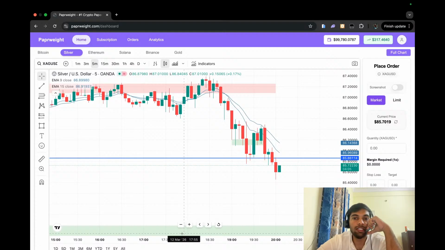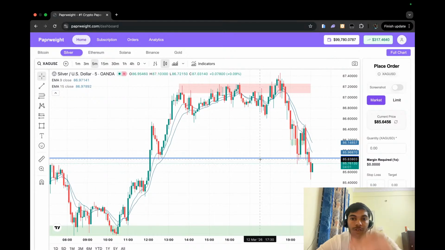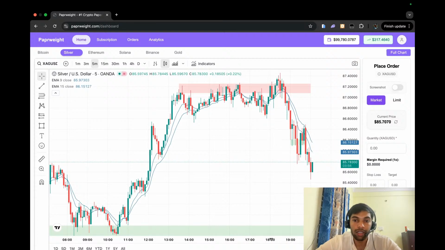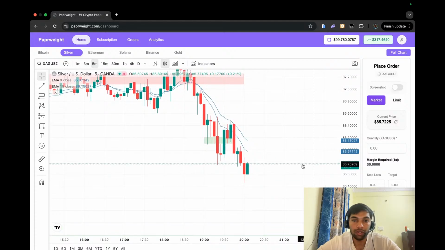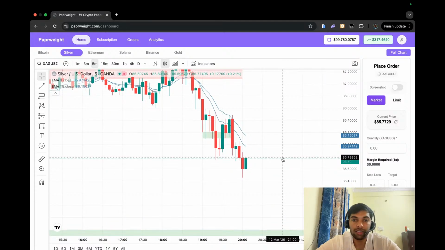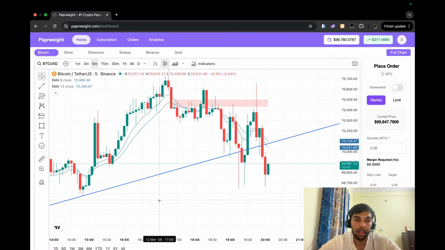Guys, silver is again in the selling zone. That's quite good because this zone is already broken. That's good news for us. Now we can find an opportunity on the selling side. Okay, so anytime soon, a setup can be available in silver.